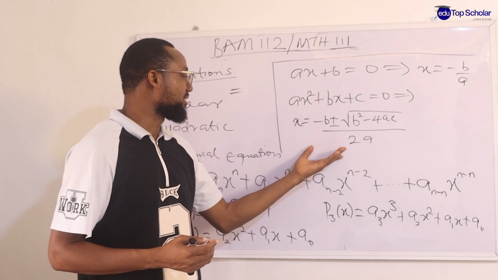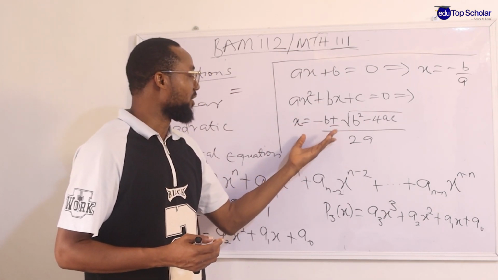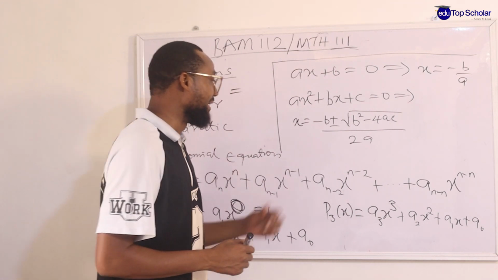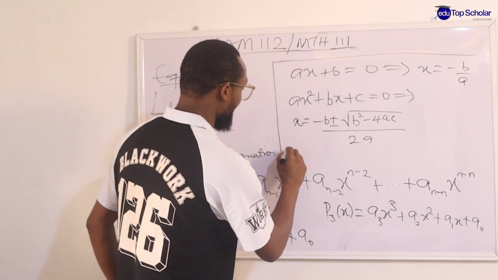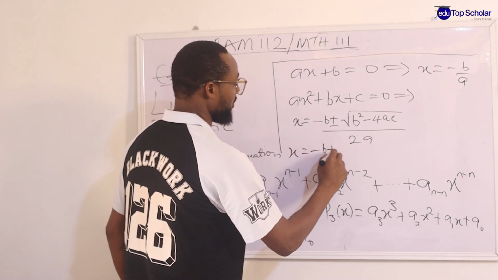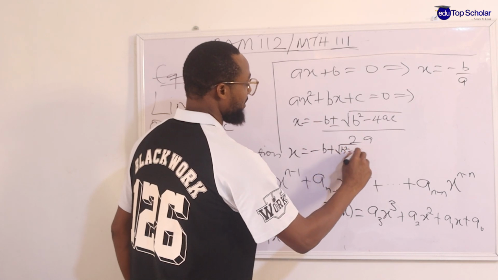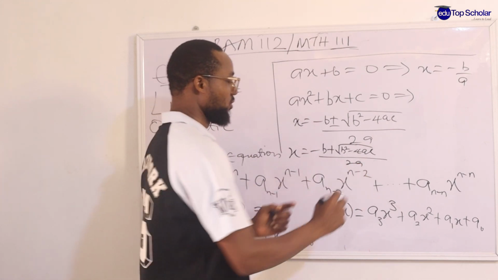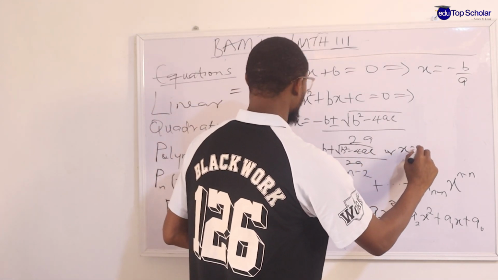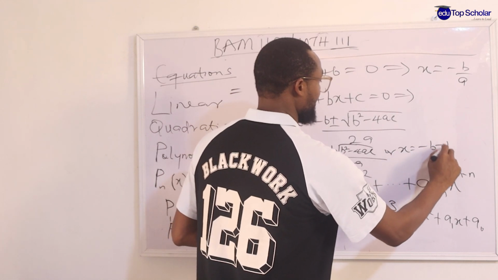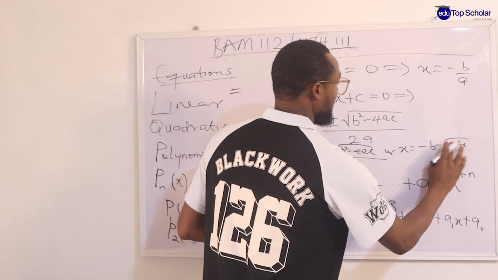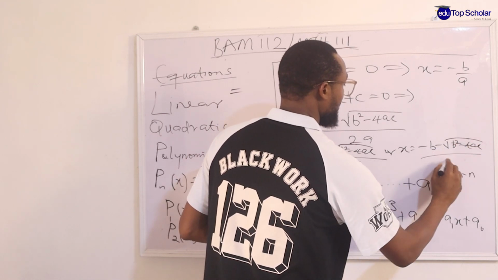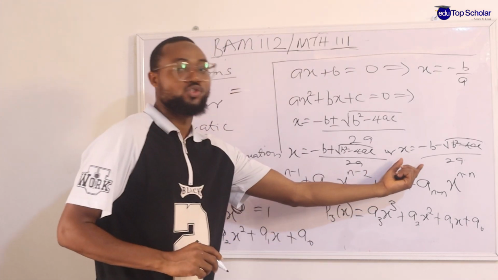And after we solve this, we have x equals minus b plus or minus root b squared minus 4ac over 2a. And by the time we add, then we have x equals minus b plus root b squared minus 4ac over 2a. Here is one solution. Or when we subtract, now we have minus b minus root b squared minus 4ac all over 2a. These are the two solutions we have.